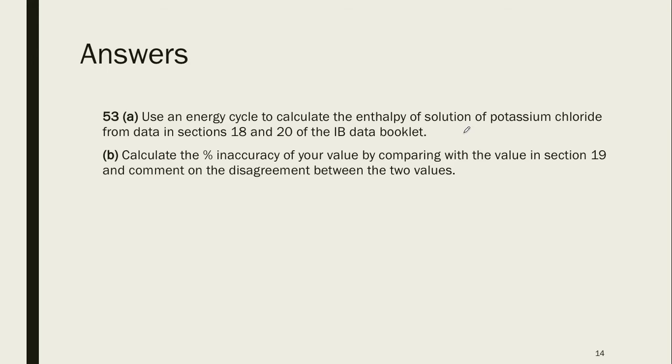Okay, why don't we try number 53, where we're going to use an energy cycle to calculate the enthalpy of solution of potassium chloride from data in sections 18 and 20 in the IB data booklet. And then in letter B, calculate the percentage inaccuracy of your value by comparing with the value in section 19 and comment on the disagreement between the two values. So you're going to need your data booklet. Section 18 is all about lattice enthalpy, section 20 is your hydration enthalpies, and section 19 is all about the enthalpies of solution.